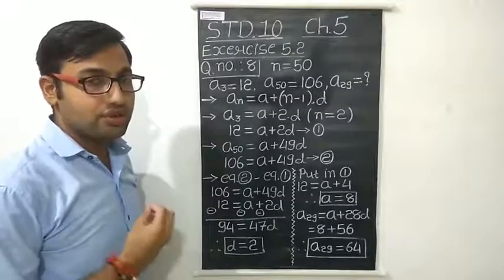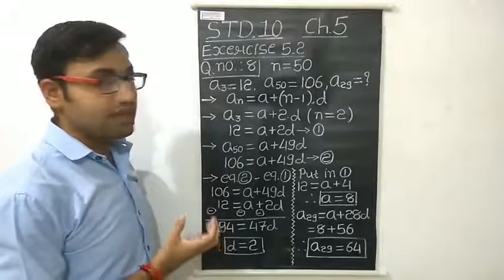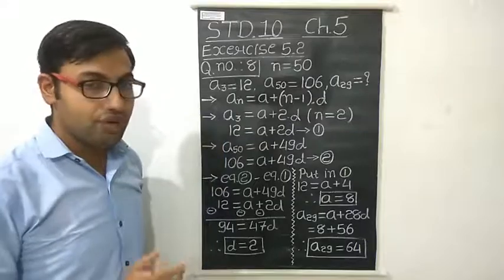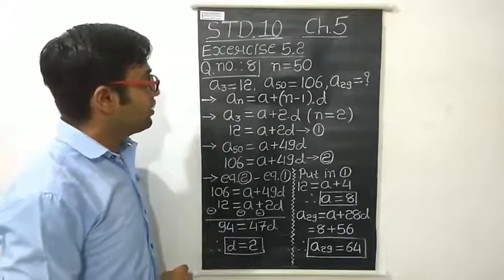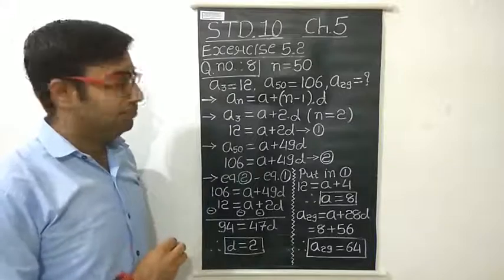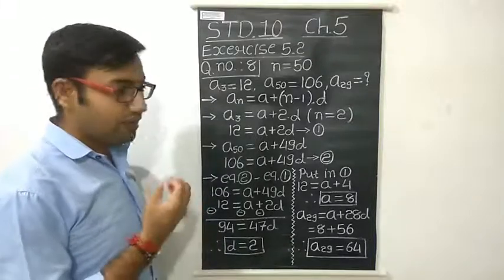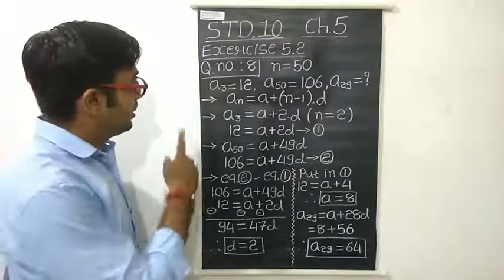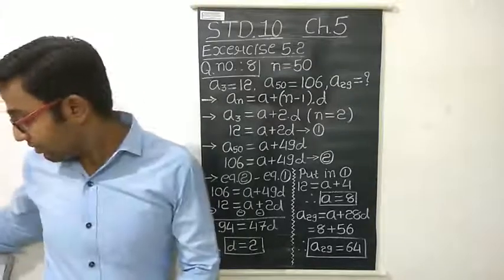Hello students, today we will study some of the exercise sums of standard 10, chapter number 5, arithmetic progression. In the previous lecture we studied how to find the nth term. Based on that formula, let us study some more questions. What is question number 8?